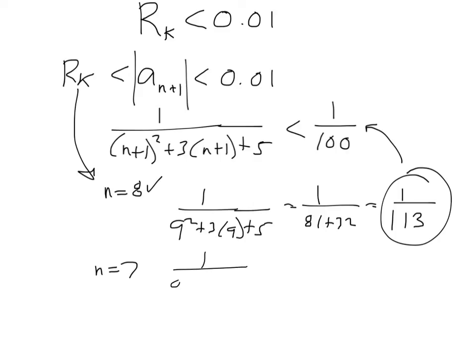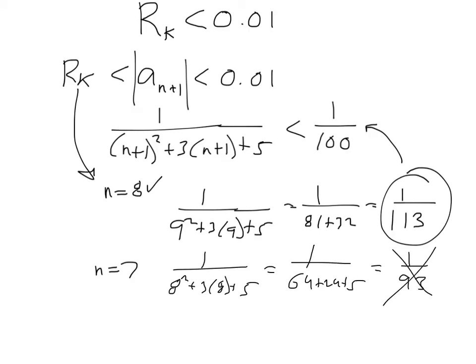So that would be 1 over 8 squared plus 3 times 8 plus 5. That would be 1 over 64 plus 24 plus 5, which is 88, that's 1 over 93. Well, 1 over 93 is not smaller than 1 over 100. So unfortunately, the n equals 7 term doesn't work, and the n equals 8 term is the smallest term that would work.